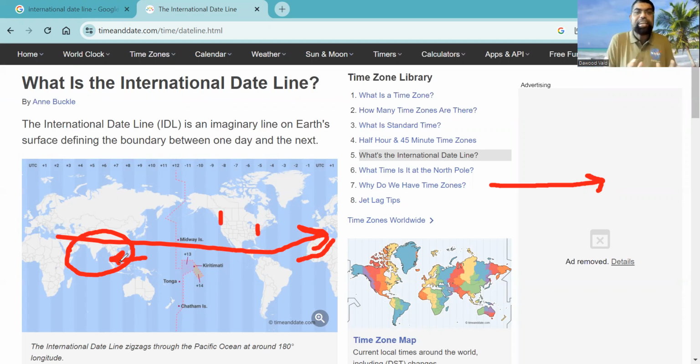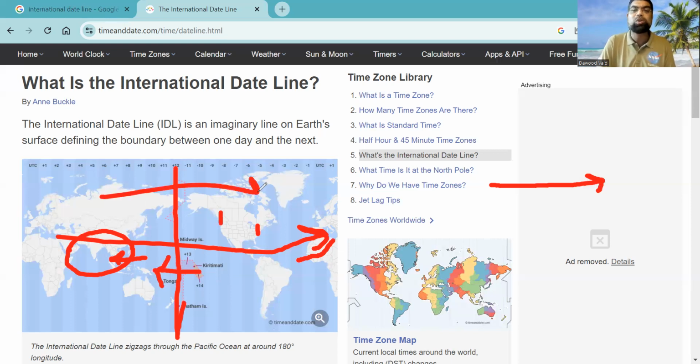Remember that. So the IDL, International Date Line, again is an imaginary line on Earth's crust, and it separates by one calendar day. That means the moment I cross this International Date Line, I will gain a day. You start on Monday, and by the time you reach here, it will still be Sunday. You will gain a day. So what if I go from here to there? I will lose a day. As simple as that.